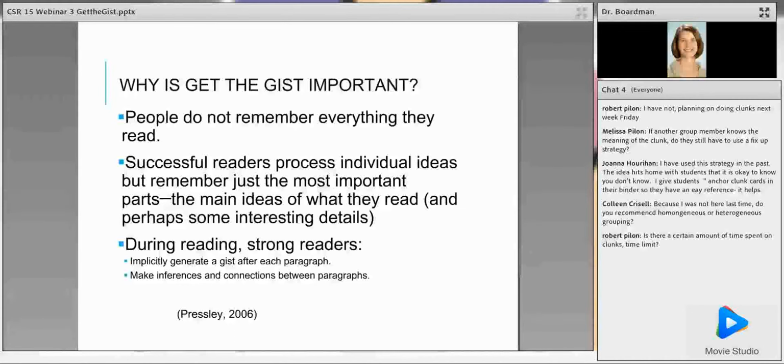So that's pretty interesting. What we're trying to do with Get the Gist is to get readers to be more explicit and intentional about generating those main ideas that they may not be doing automatically.